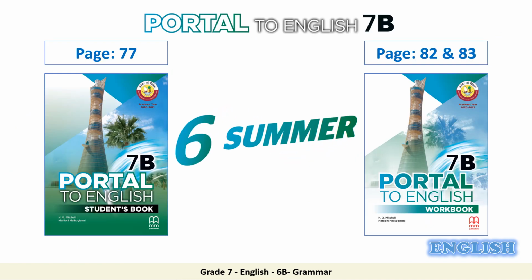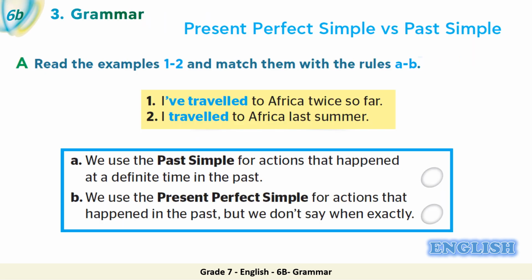Could you please open the student book and turn to page 77? And open the workbook and turn to pages 82 and 83. Let's start with activity 3. Present perfect simple versus past simple. Exercise A. Read the examples 1 and 2 and match them with the rules A and B.